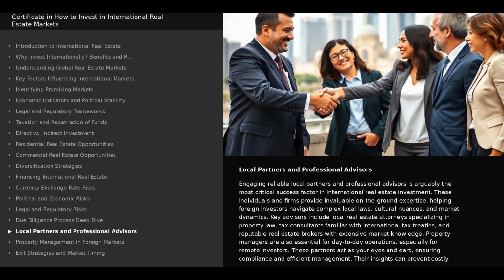Property managers are also essential for day-to-day operations, especially for remote investors. These partners act as your eyes and ears, ensuring compliance and efficient management. Their insights can prevent costly mistakes and unlock opportunities. Building a strong local network is indispensable.